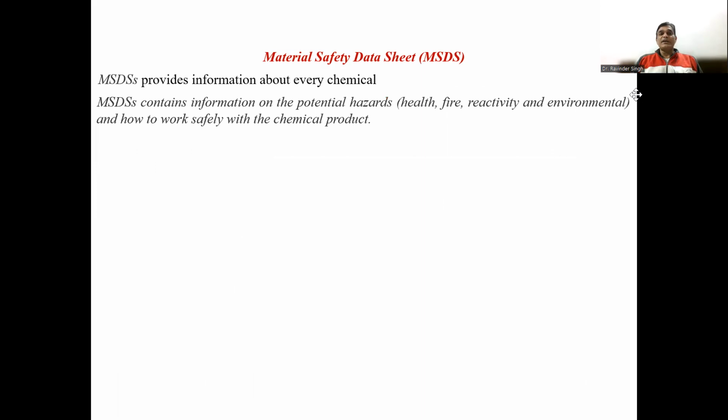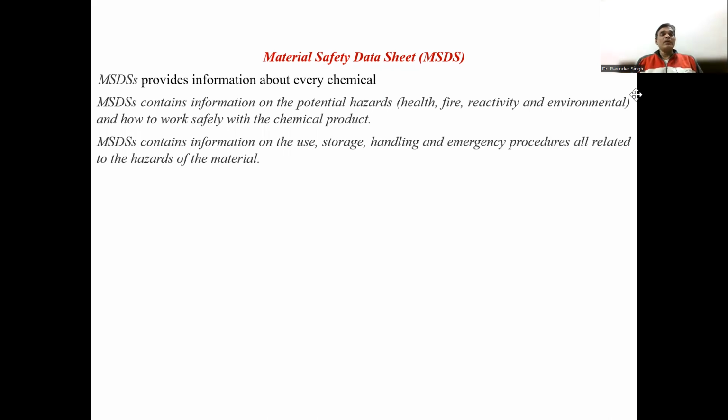Now, a material safety data sheet, that is the MSDS, is designed by the government and by the different chemical industries and higher authorities, specifying in which way we must use the chemicals. The MSDS provides information about all the chemicals. It contains information on the potential hazards, the health, the fire, the reactivity, and how to work safely with the chemicals in the chemical industry, in the laboratory, in all the institutions.